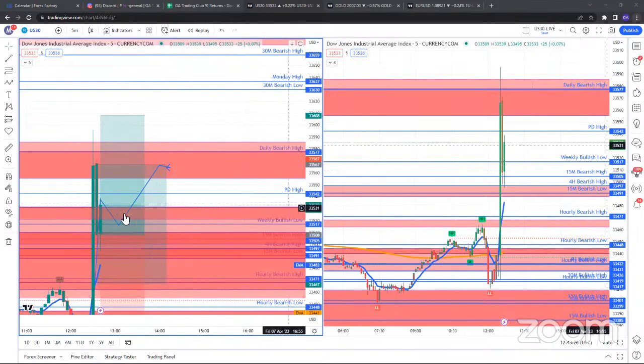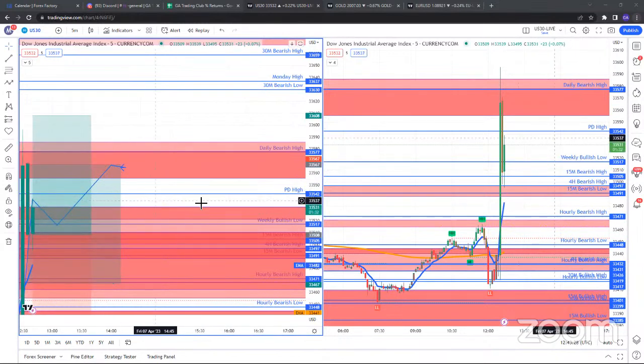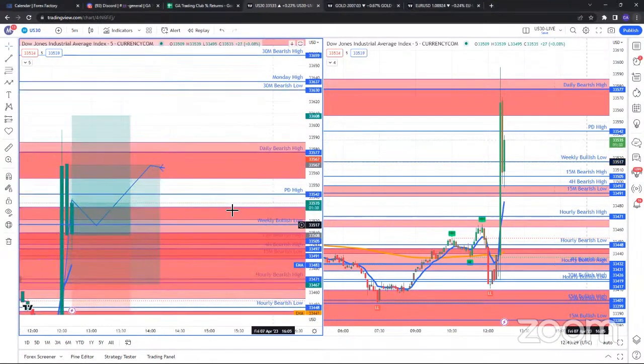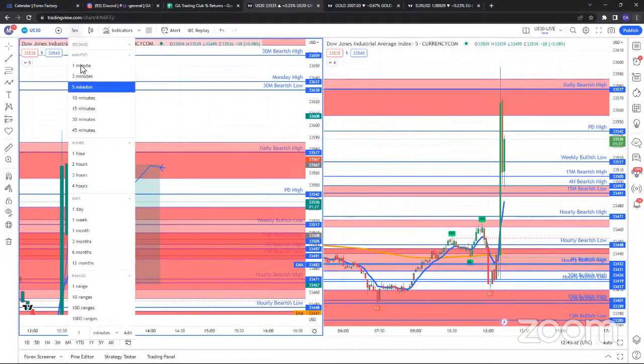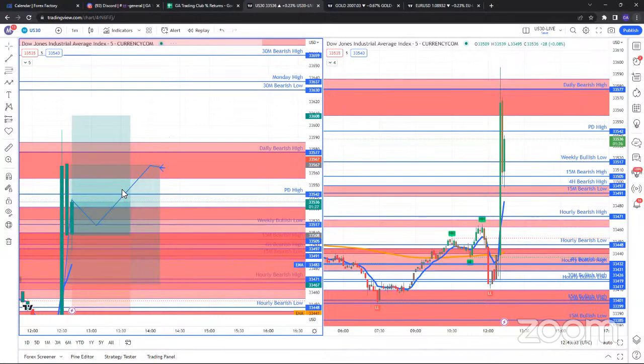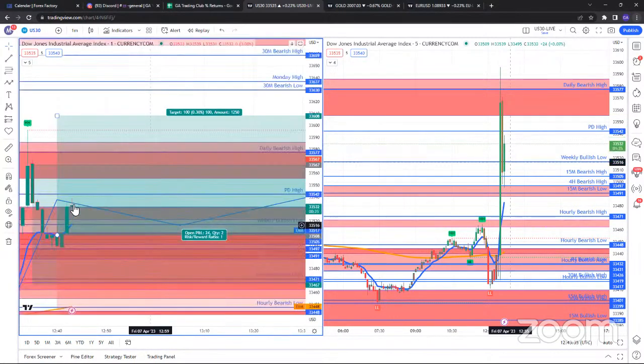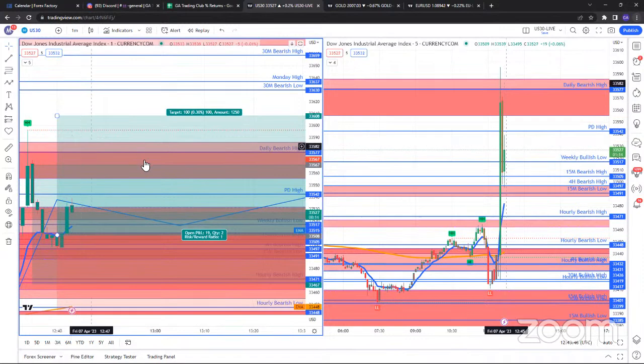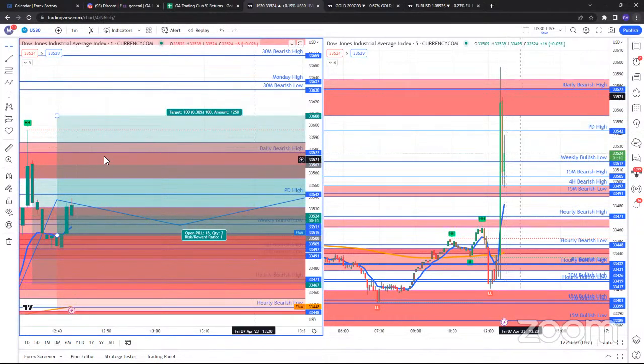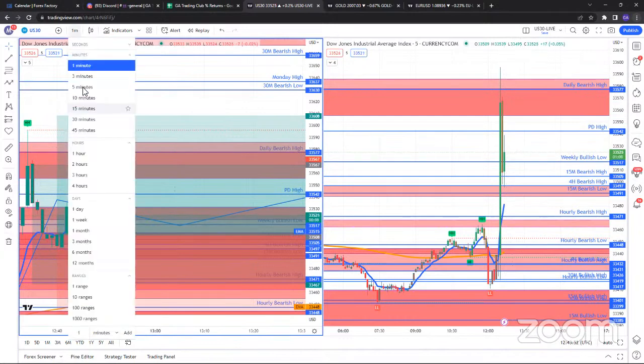So if we do get a closure above this weekly bullish high, let me go to the 1 minute and see. We probably had a 1 minute candle, so this 1 minute candle closed above. So if this one retraces around the weekly bullish low and closes above, we should get a spike to the upside. The only thing keeping US 30 down is this daily bearish high, but I do expect them to break past that.